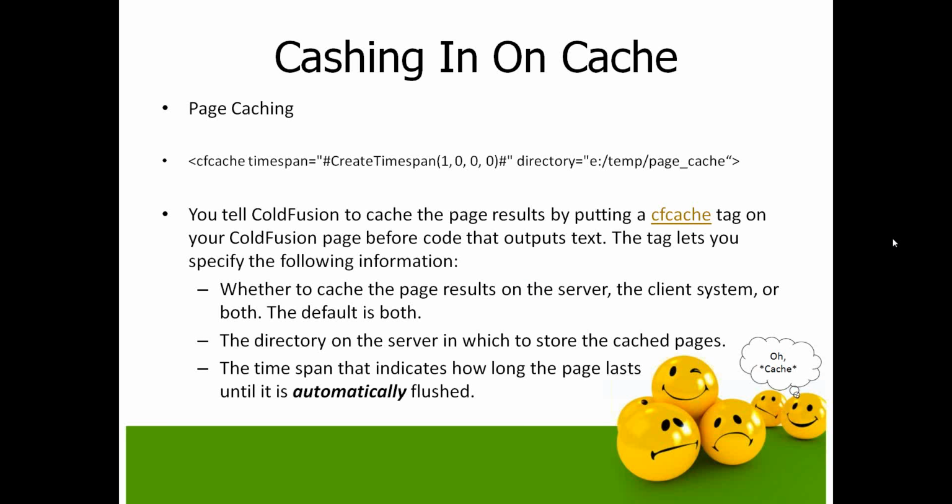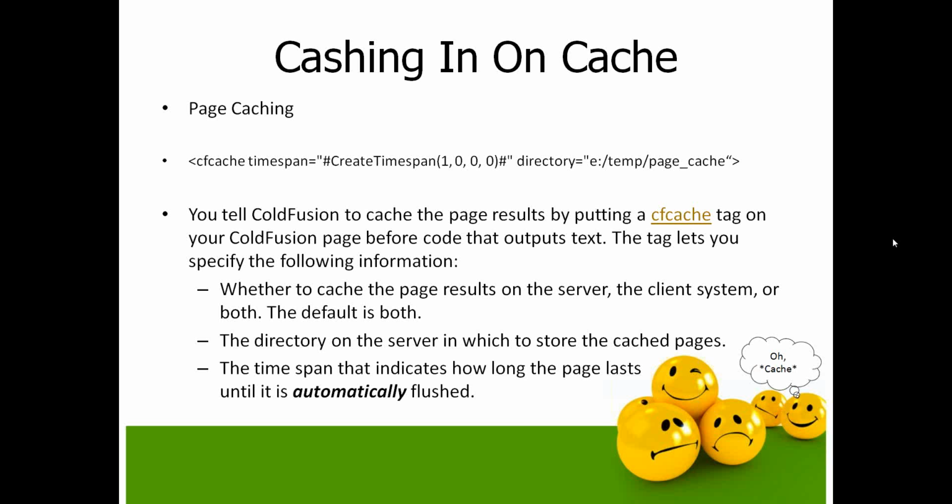There's a tag called CFCache. You provide a time span using the create time span function, which is days, hours, minutes, seconds, in that order. And then you define what directory the page cache should be using. And that's optional. I always specify my own directories so that I can go back later and clean out those caches if I want to, without destroying everything in all the cache.